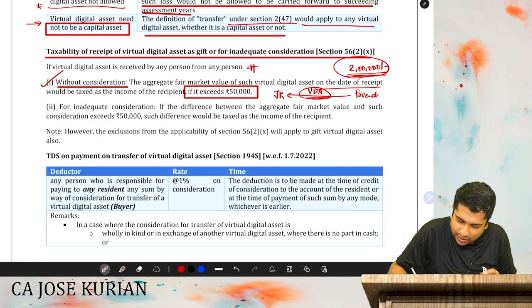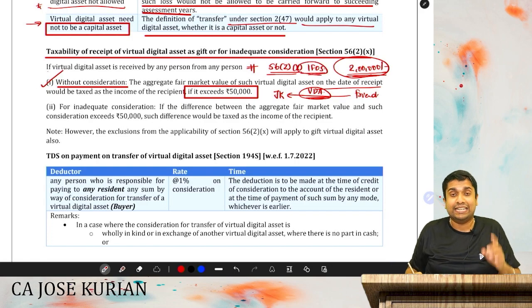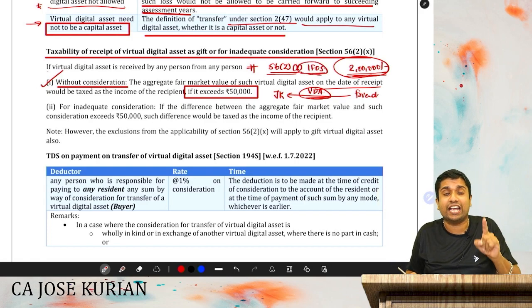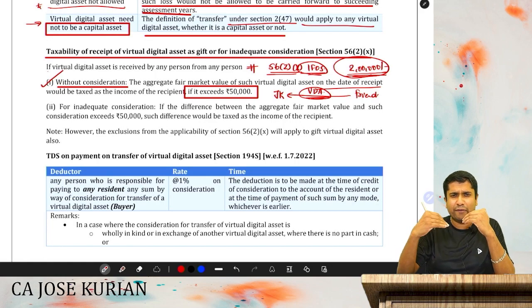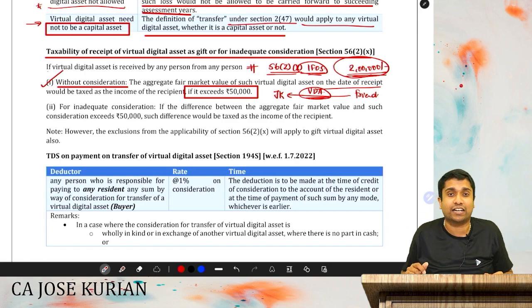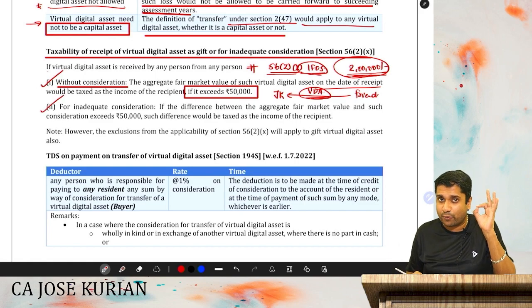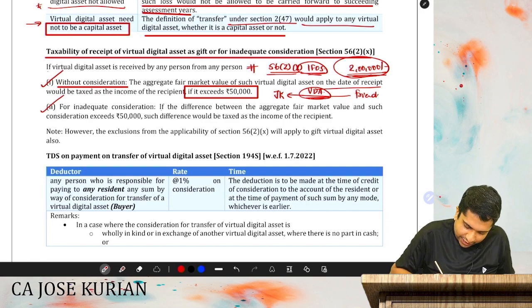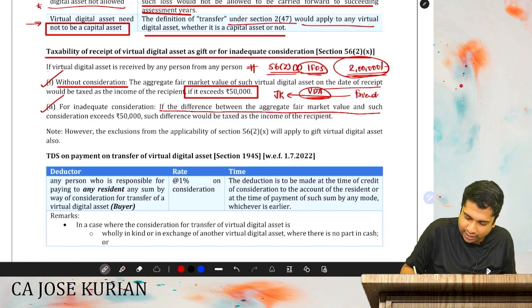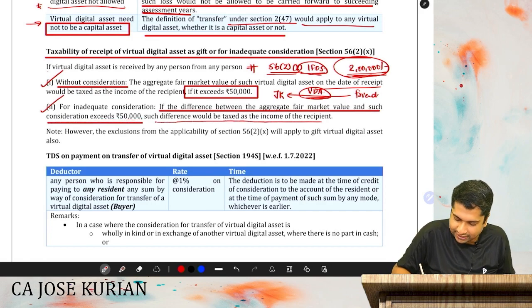This entire 2 lakh shall be taxable under section 56(2)(x) under IFOS. Hope you remember taxation of gifts under IFOS. So if I'm getting a virtual digital asset as a gift, then it is fully taxable provided the aggregate fair market value exceeds 50,000. Now, point number 2, for inadequate consideration. Say for example, if the difference between the aggregate fair market value and such consideration exceeds 50,000, then such difference would be taxable as an income of the recipient.